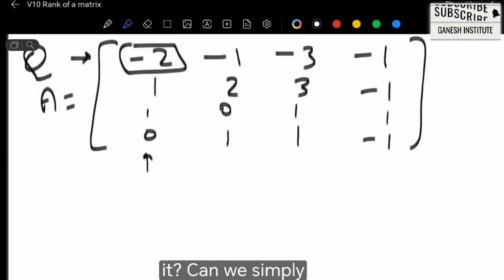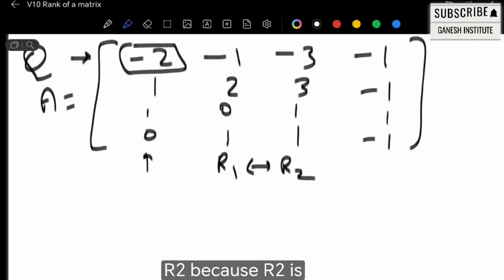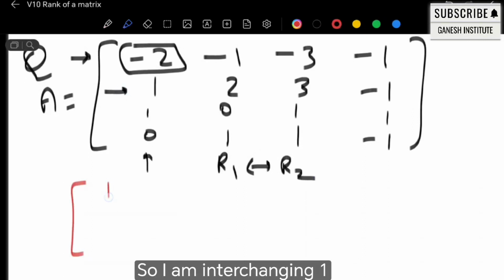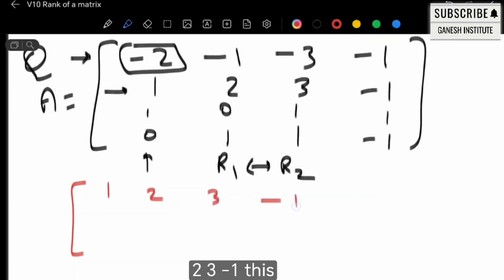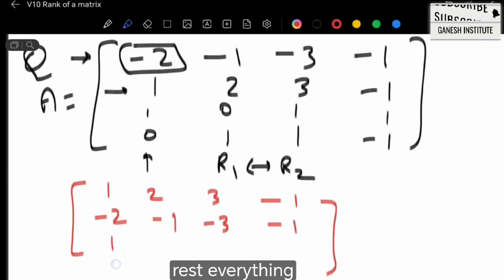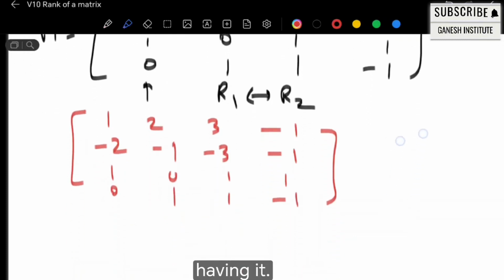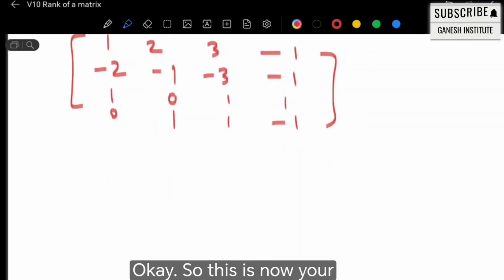How can we do it? Can we simply interchange R1 and R2? Because R2 is already having 1. So I am interchanging 1, 2, 3, -1. This has become R1 now. And the first row has become R2. Rest, everything is the same as we are having it. Okay. So this is now your matrix.